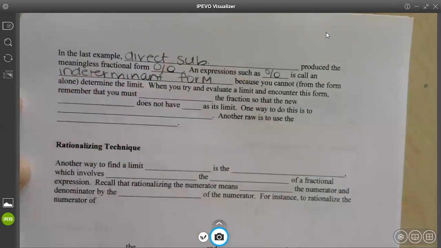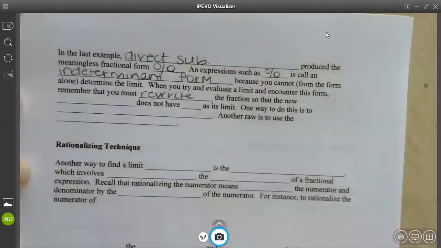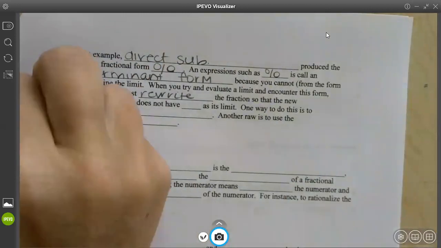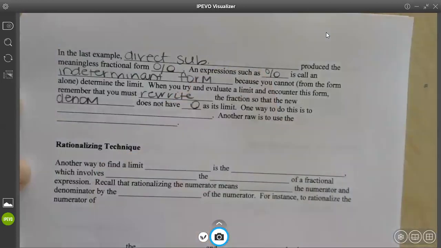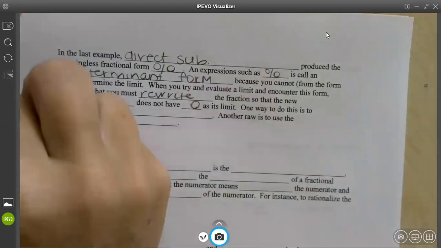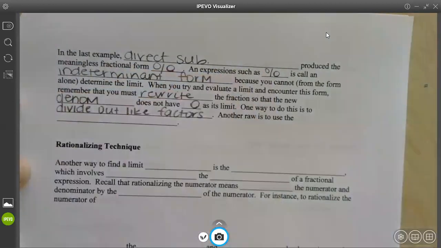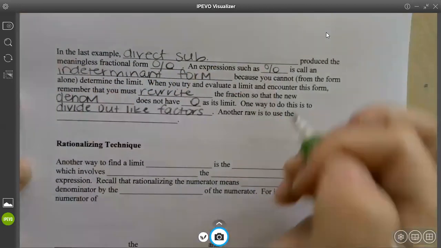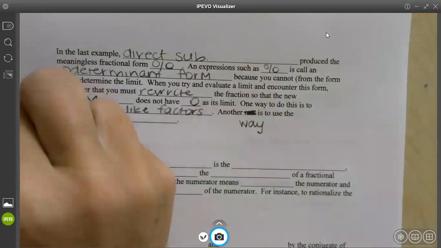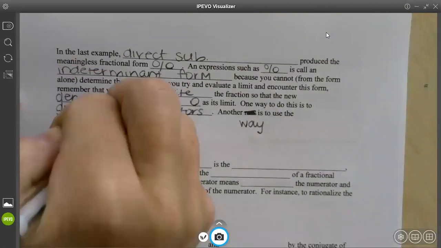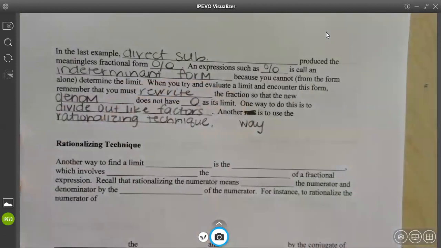When you try and evaluate a limit and encounter this form, remember that you must rewrite the fraction so that the new denominator does not have 0 as its limit. One way to do this is to divide out like factors, which is what we've been doing. Another way is to use the rationalizing technique. This would have been pre-cal. That's when you would have learned rationalizing.